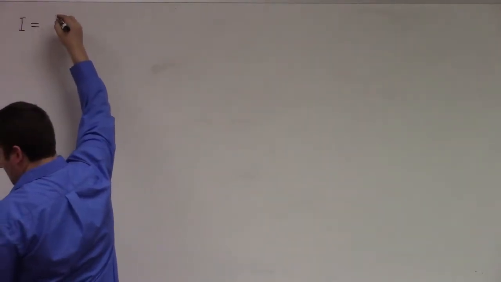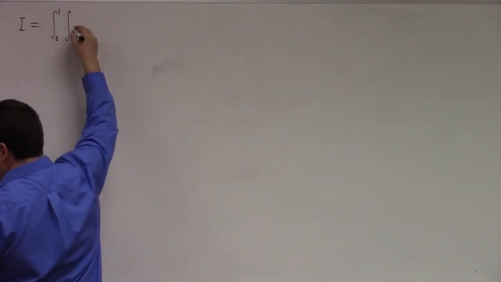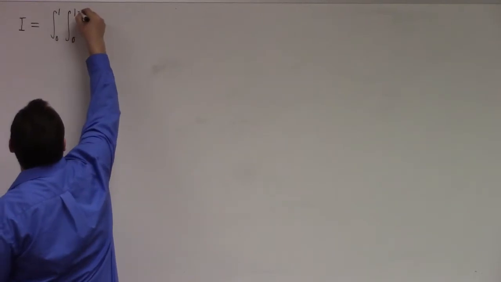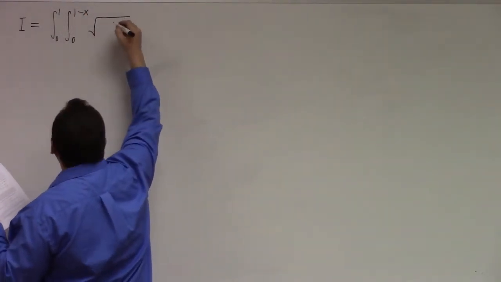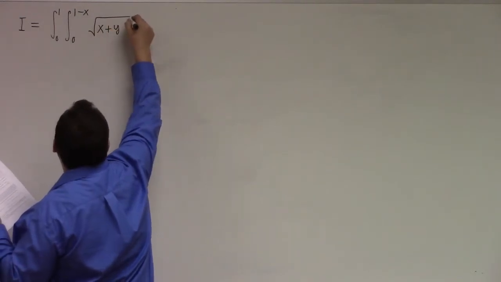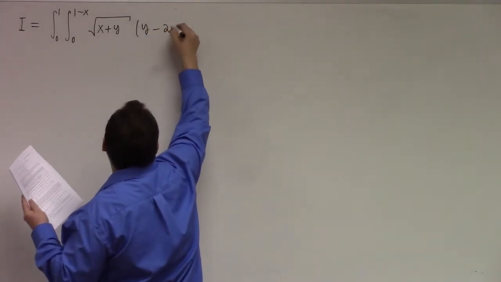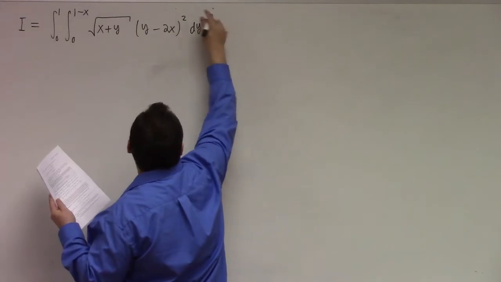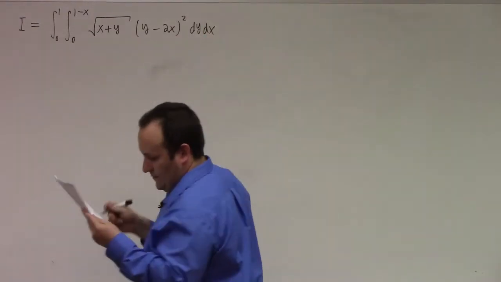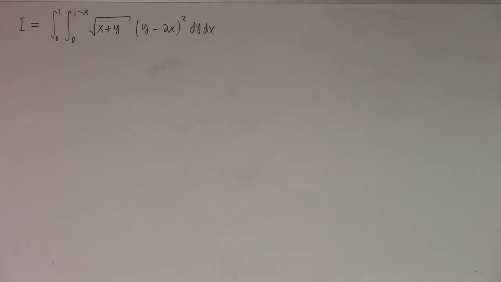So we'd like to calculate this integral. I equals the integral from 0 to 1, integral from 0 to 1 minus x of the square root of x plus y times (y minus 2x) quantity squared dy dx. Actually, the question is more properly to solve this integral by making an appropriate change of coordinates.